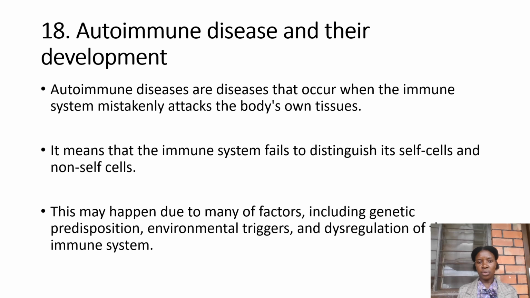Let's continue with autoimmune disease and how they develop. Firstly, what is autoimmune disease? Autoimmune diseases occur when the immune system mistakenly attacks the body's own tissue, meaning that the immune system fails to distinguish its self cells from non-self cells. These diseases may occur due to different factors, including genetic predisposition, where you can get a disease from your parents.